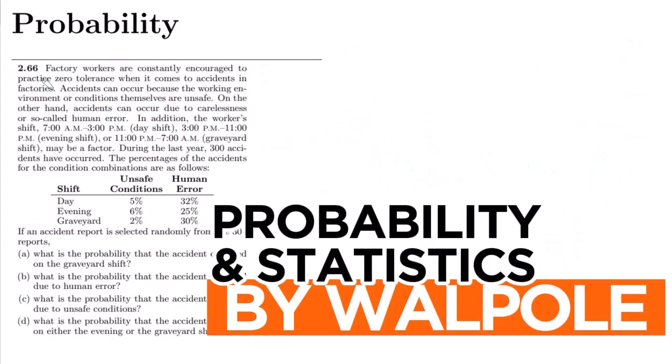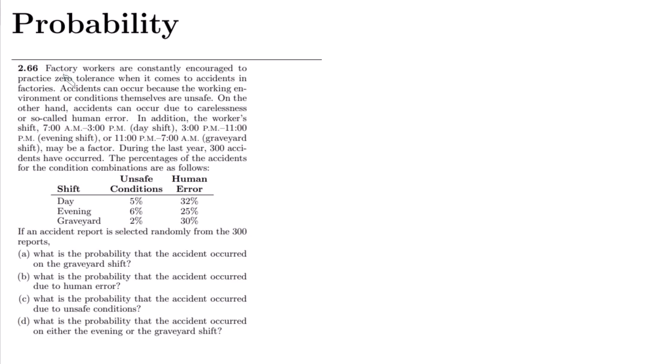This is question 2.66. And the statement it has is factory workers are constantly encouraged to practice zero tolerance when it comes to accidents in factories. Accidents can occur because the working environment or conditions themselves are unsafe. Okay, so either the working environment or conditions are unsafe. On the other hand, accidents can also occur due to carelessness or so-called human error. So there are basically the two causes of the accidents.